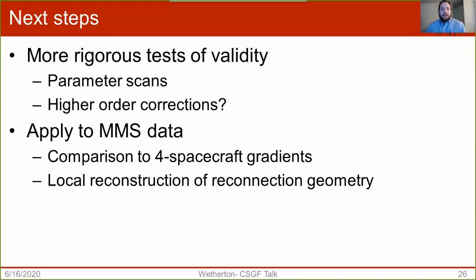Then we can also potentially introduce higher order corrections into the theory to better understand how well things work as well. And then there's the obvious thing of applying it to MMS data. You can compare the gradient predictions of each spacecraft to the gradient you'd predict from having the 4 different measurements of MMS. And if you have 4 local gradients, you can maybe try to reconstruct the reconnection geometry a little more explicitly. So there are some interesting things that can be done that we haven't done yet.